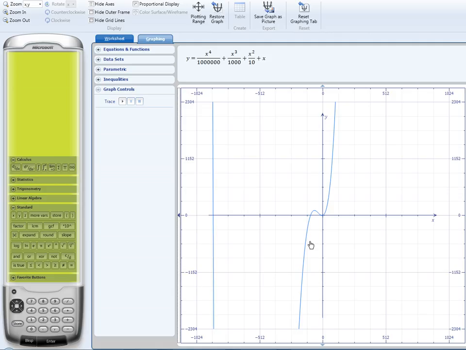Long story short, the biggest power of x is always going to be the dominant term. If I were to zoom back really, really far, you wouldn't even notice the x cubed and the x squared and the x terms. They'd be just little blips on the radar. That x to the 4th, as x gets bigger and bigger and bigger, it's clearly going to dominate.